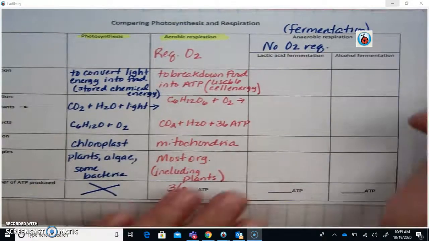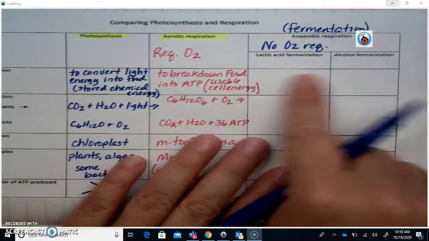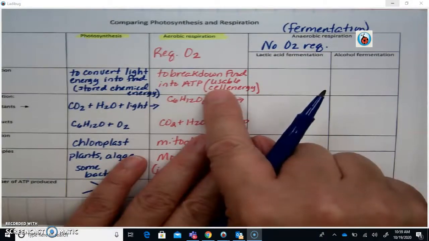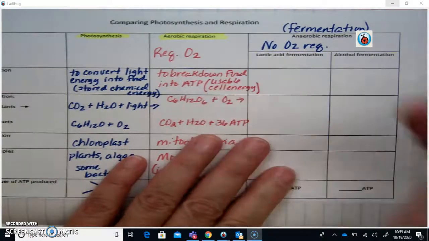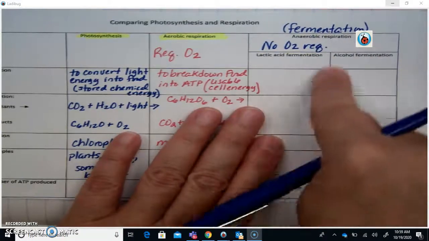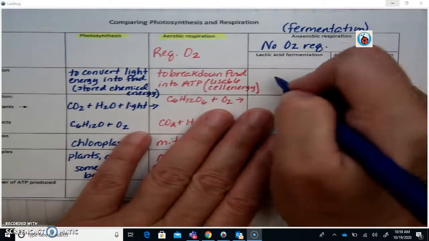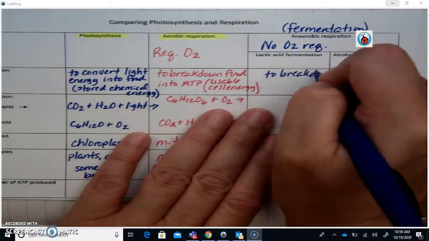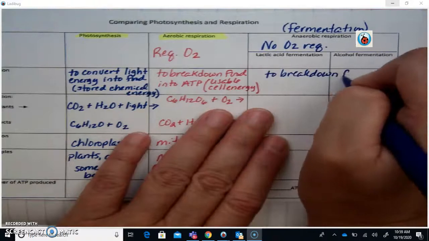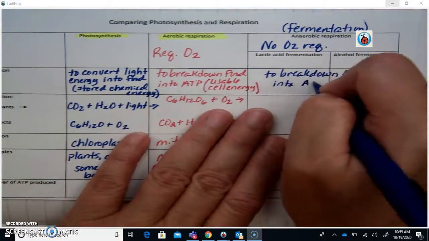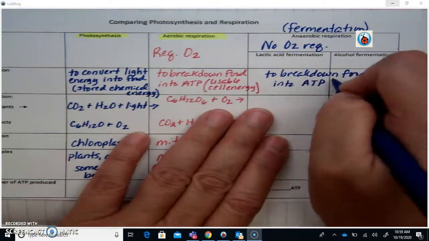So what is the purpose? Well, the purpose is actually going to be the same. Again, to break down food into ATP. So I'm going to write over both of these, like this line's not going to be here. So again, to break down food into ATP, again, that's usable cell energy.